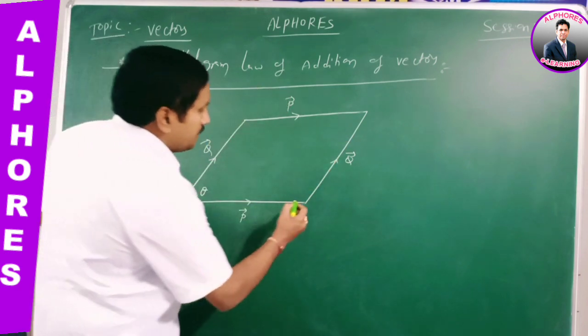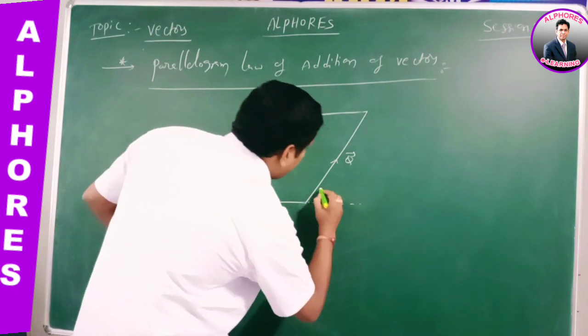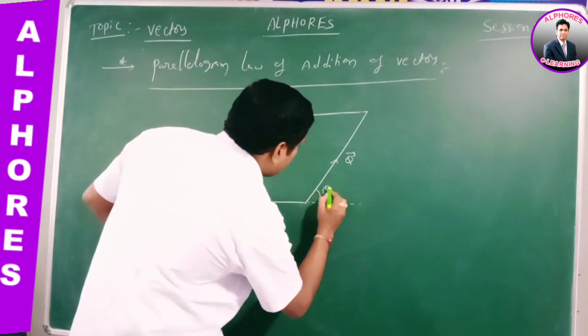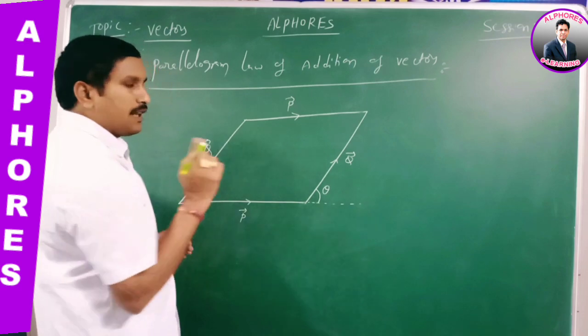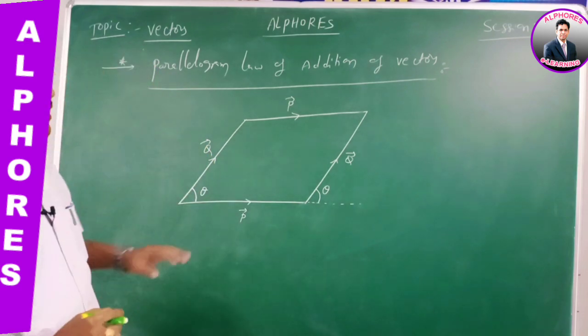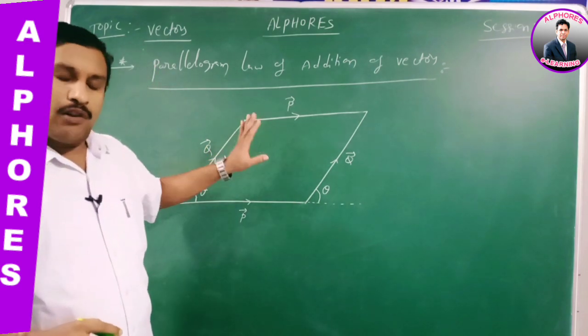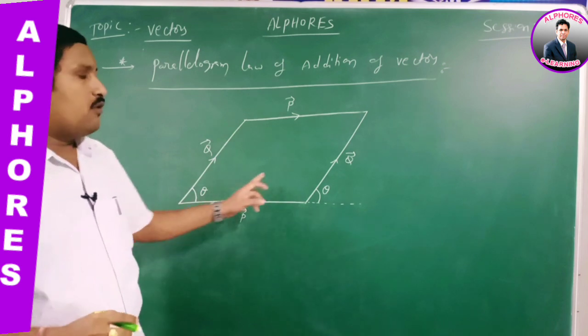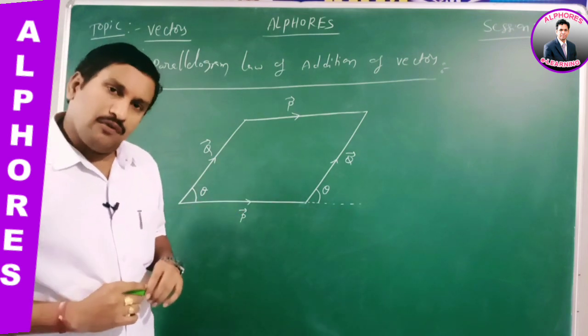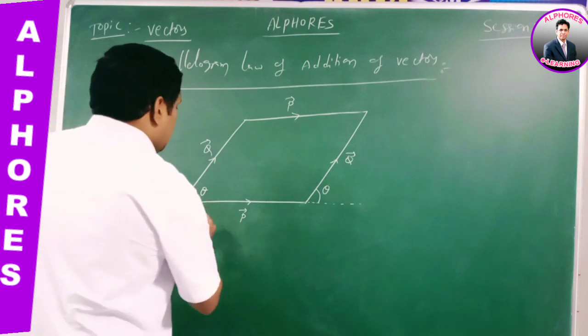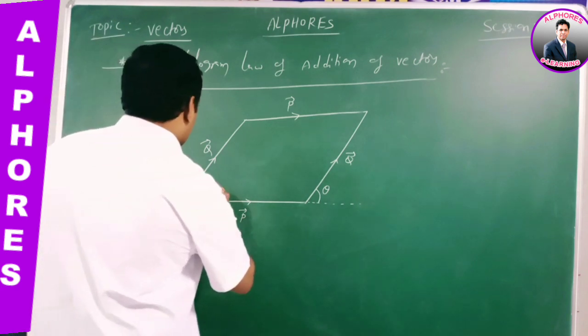Okay. Listen carefully. This Q bar also makes an angle. How much? Theta. Because both are alternate angles. Right. Now, according to the parallelogram, I have to find the magnitude of resultant of two vectors. This is the resultant of both vectors.